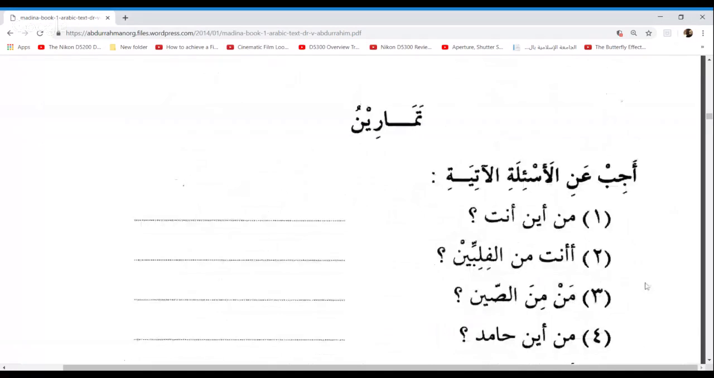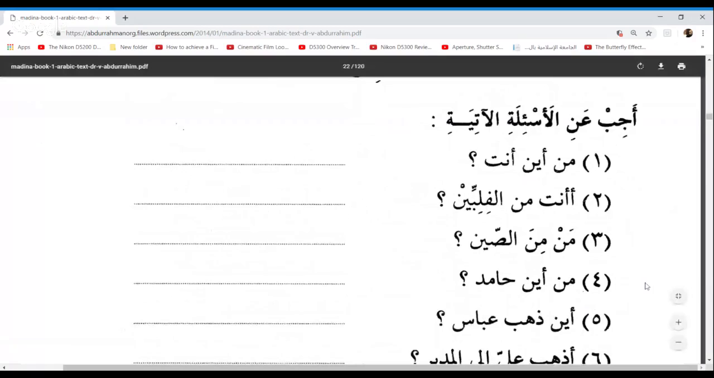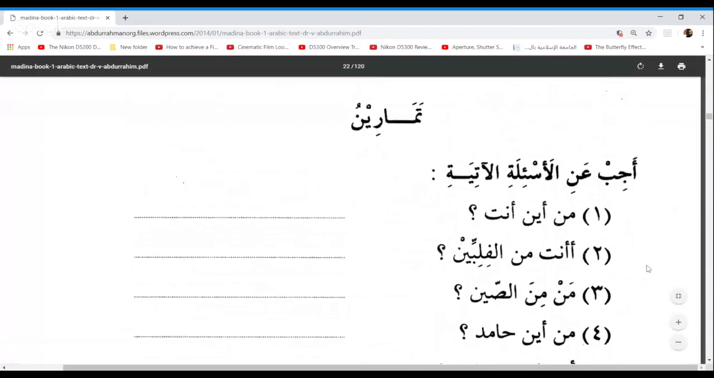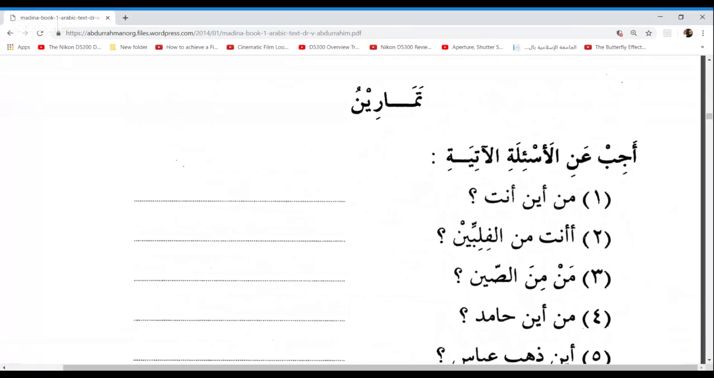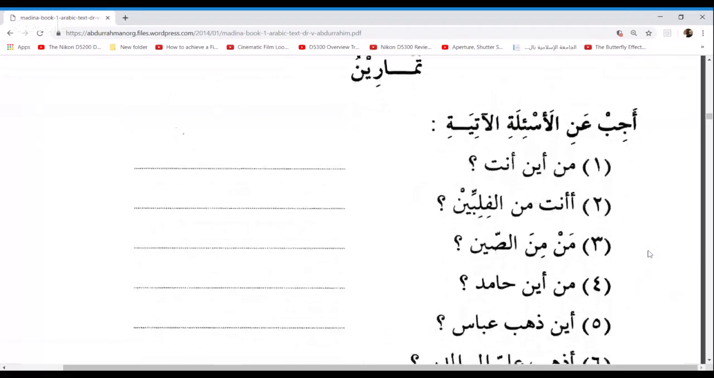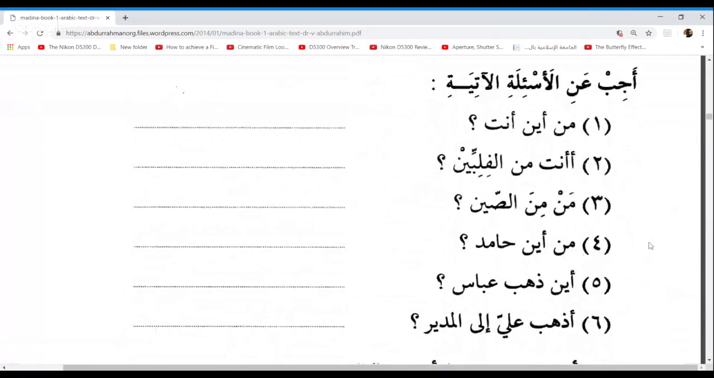All right, so moving on to page 25. I really want to try and keep the pace up and maybe increase it a little bit so we can get as many pages covered today as we can. We have a tamareen, an exercise, and it says ajib anil as'ilatil atiyati, answer the following questions. So let's do that, inshallah. Go ahead, Endrit, could you start us off? Min aina anta? Meaning, where are you from?